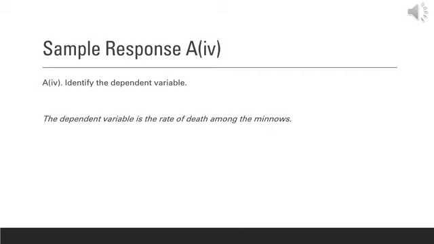Sample Response A, part 4, requires us to identify our dependent variable. Remember that the dependent variable is the response that you are getting from reaction to the independent variable. In this case, the independent variable is the presence or absence of compound X. The dependent variable is the toxicity or the death of the minnows. So in this case, the dependent variable is the rate of death among the minnows. We do not identify that it is within the tanks with compound X because we are looking at rate of death across, in our case, the 4 tanks that we have set up.